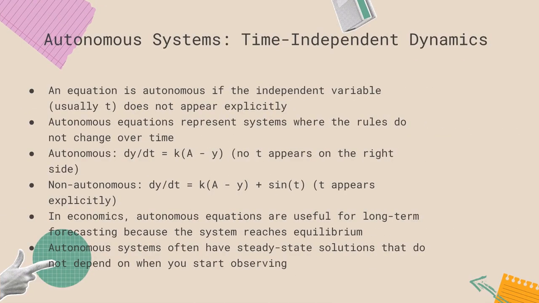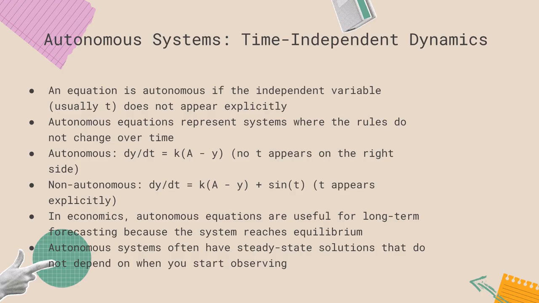Autonomous systems are time-independent, meaning the independent variable t does not appear explicitly in the equation. Non-autonomous systems, conversely, have explicit t-terms. Autonomous equations are valuable in economics for long-term forecasting because they often reach a stable equilibrium.